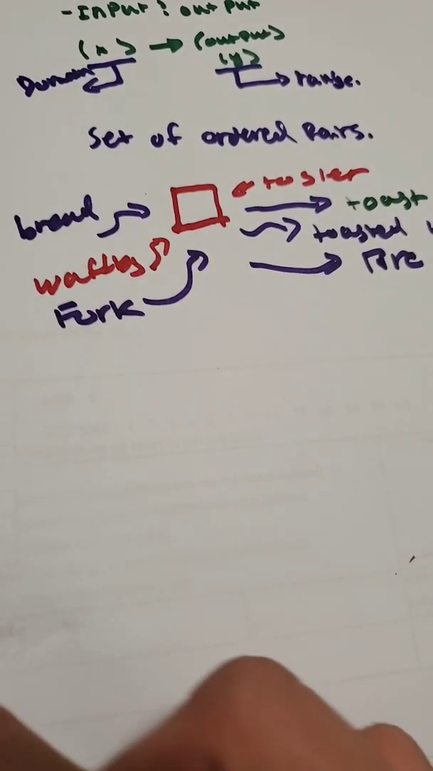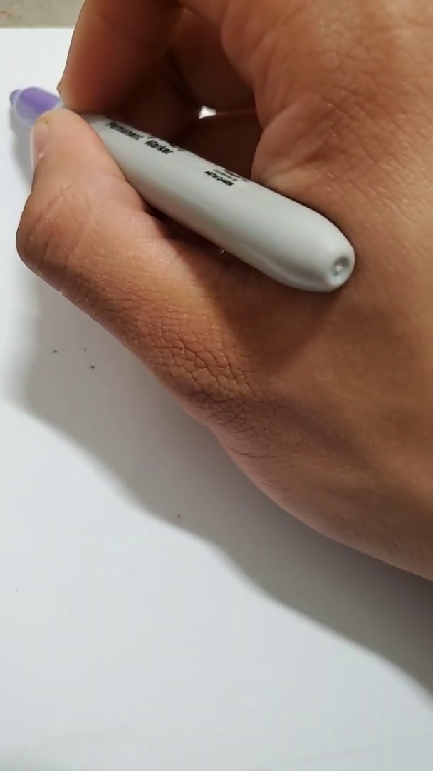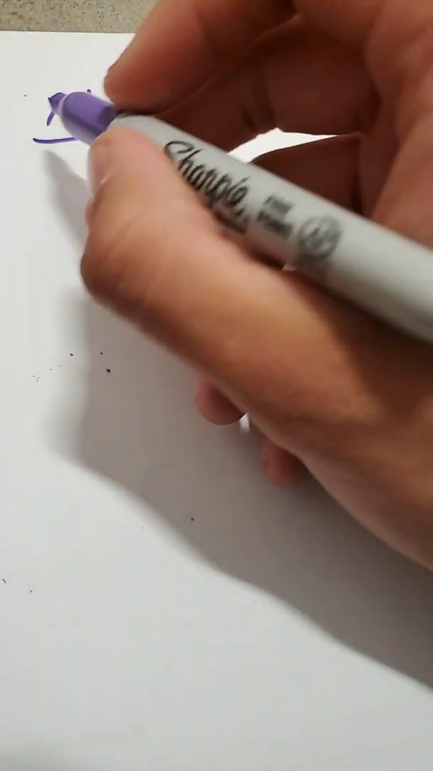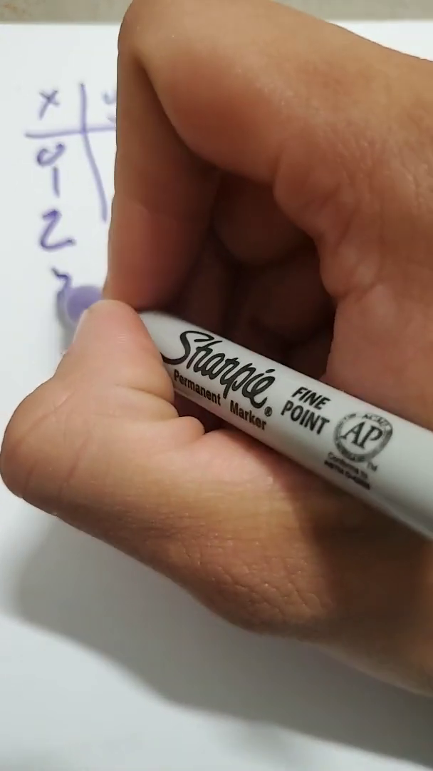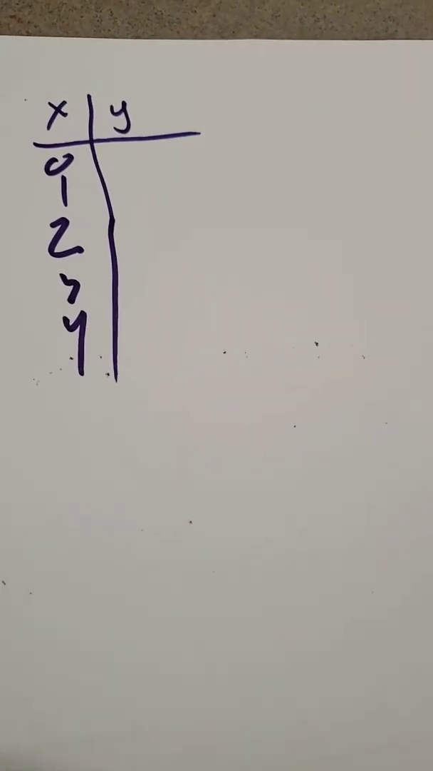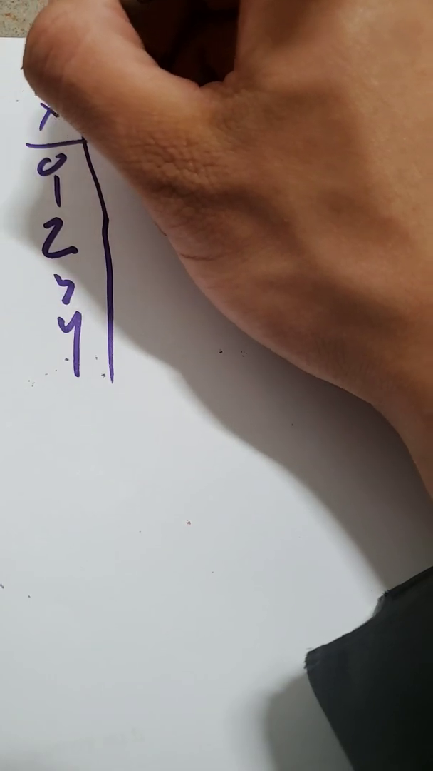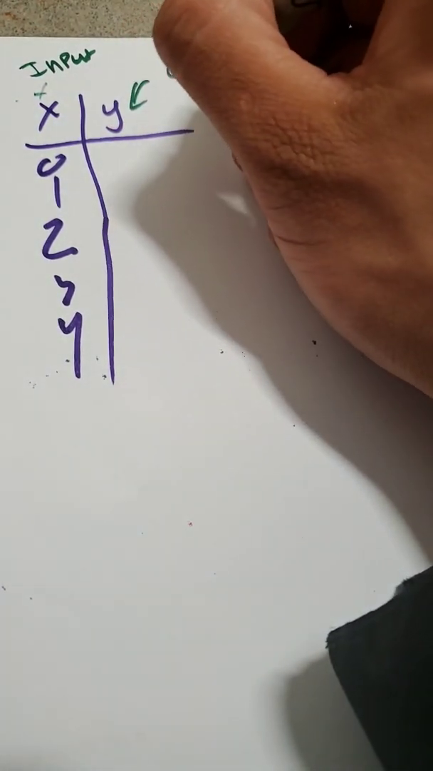So let me turn the page and get a new sheet of paper. Pretty much every relation has input and output, given a bunch of ordered pairs. So we could draw a relation as a chart. Let's do 1, 2, 3, and 4. This is the input value, so I let x be the input, and y be the output.